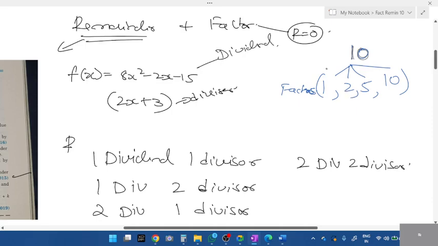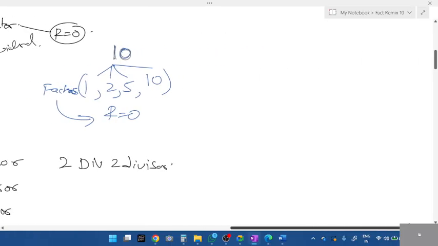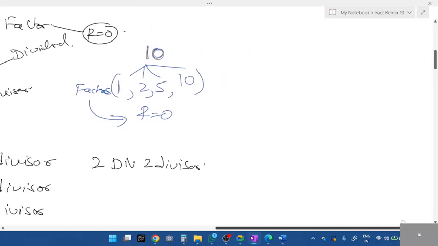So these factors, if you divide 10 by them, the remainder will definitely be 0, students. This is the factor theorem. You take any, 5, 10 or 2, you divide it, you'll get 0. Okay, along with this, some questions will require more.